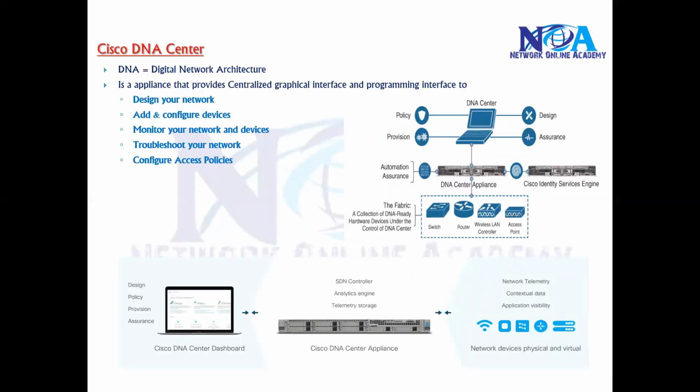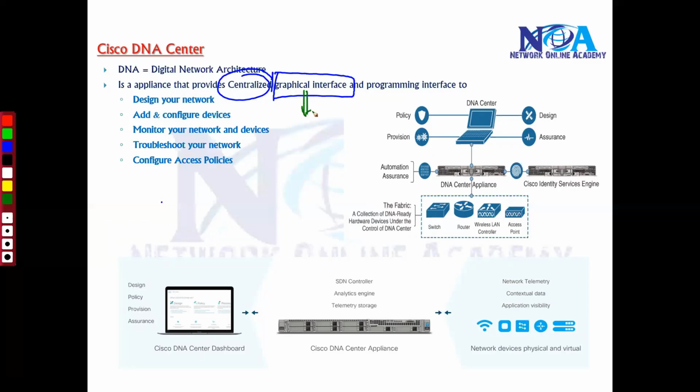So Cisco DNA Center, DNA stands for Digital Network Architecture. That's what DNA is, and the DNA Center we call it. So it is simply an appliance provided by Cisco, and this appliance is going to provide you multiple things, like a centralized graphical interface. Now, what is the graphical interface? Again, if you want to manage your network devices remotely or monitor them, there are plenty of things we can do.